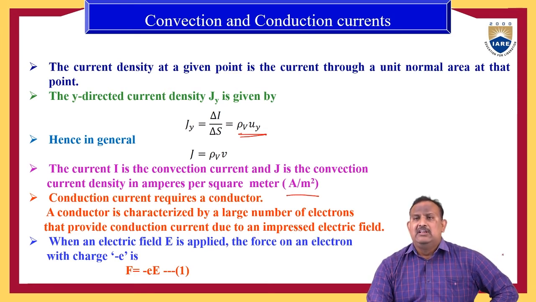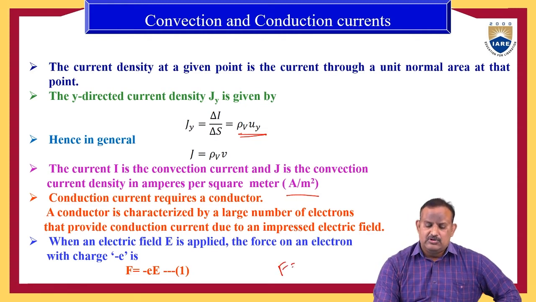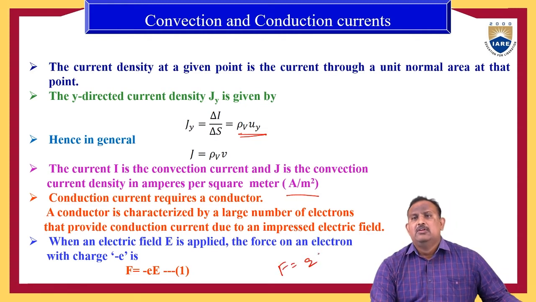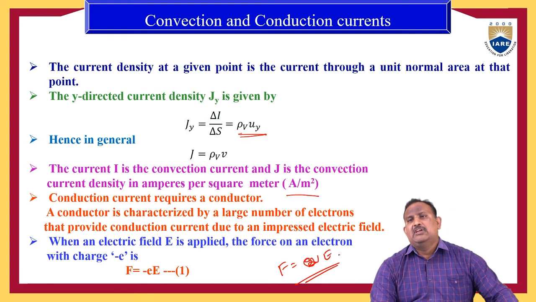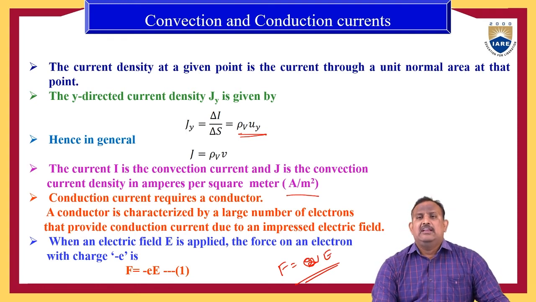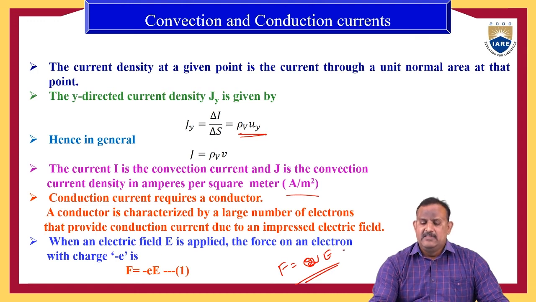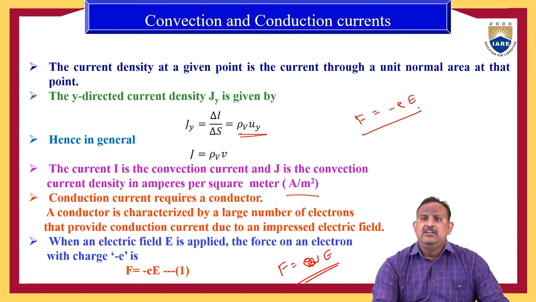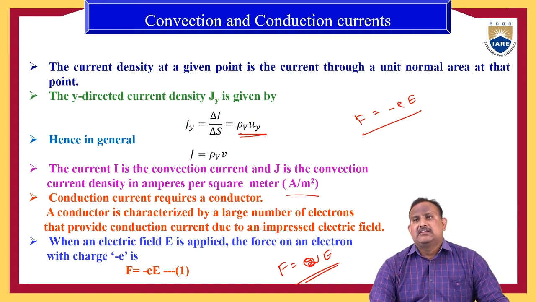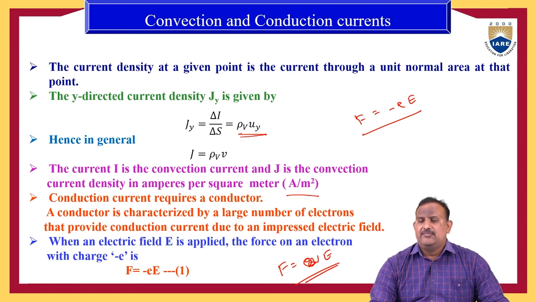When we apply an electric field E, we can find the force on a charge by using the formula F is equal to Q into E. Here, let us assume the charge Q is equal to minus e. Therefore, the force on the charge is equal to minus e into E, where capital E is the electric field intensity and minus e is the charge of an electron.